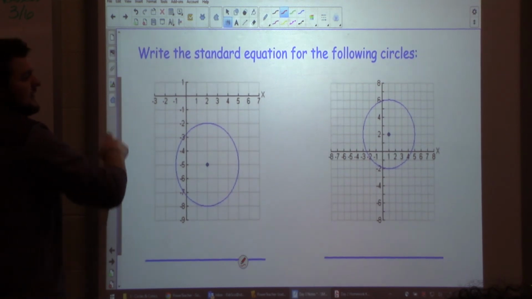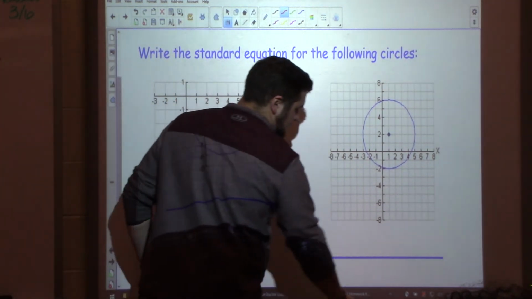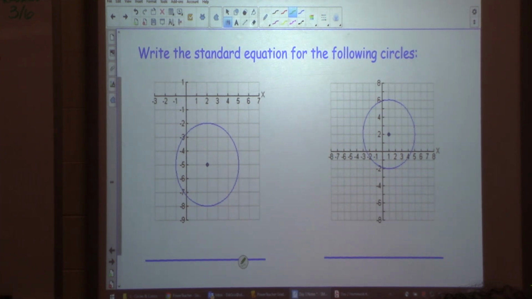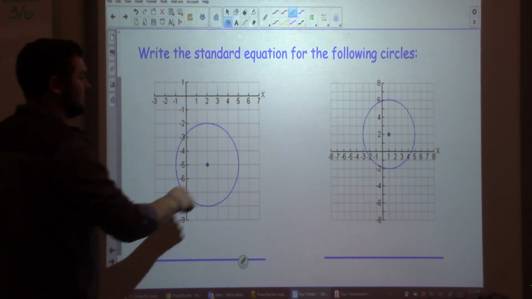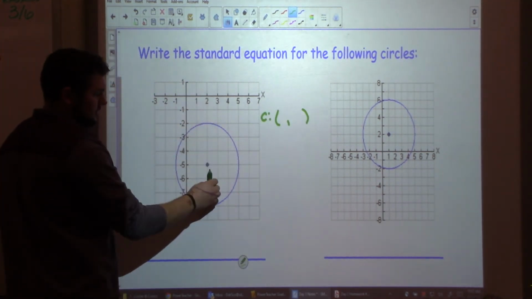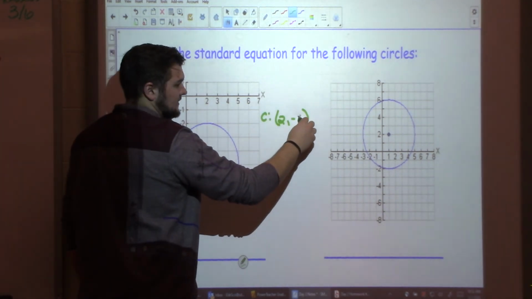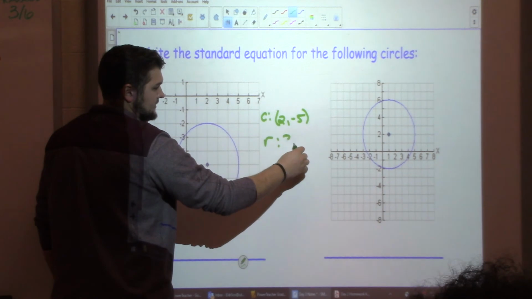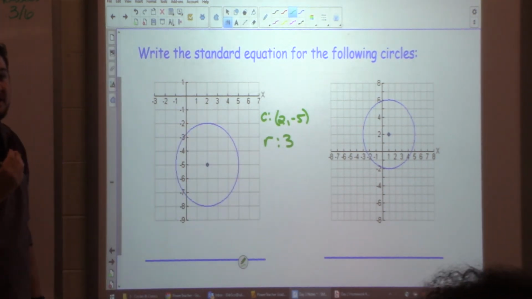Writing equations if we're given a circle. 2 things I need to write an equation. What are the 2 things I need to write an equation? Center and radius. What's the first 2 things I'm looking for? Center is at 2, negative 5. My radius, I'm just counting 1, 2, 3. And then I just plug it into that equation.